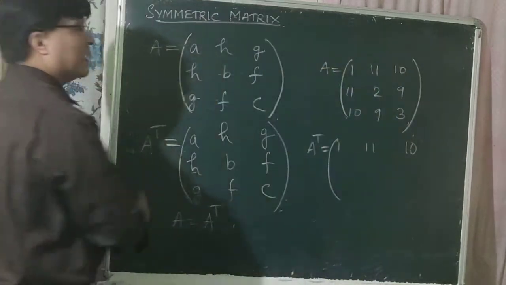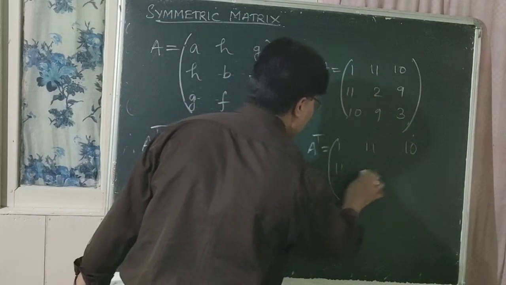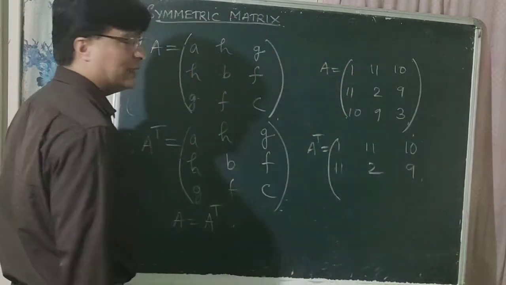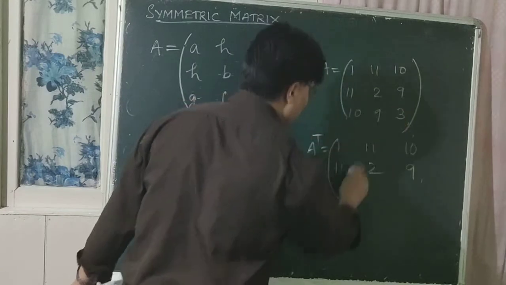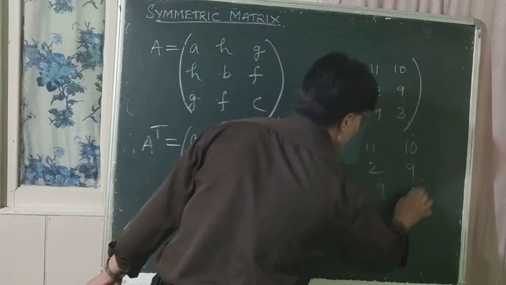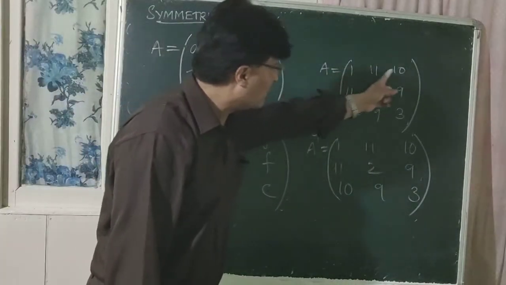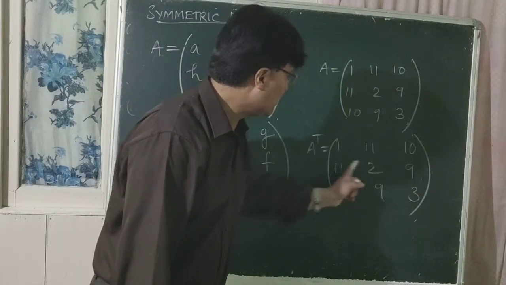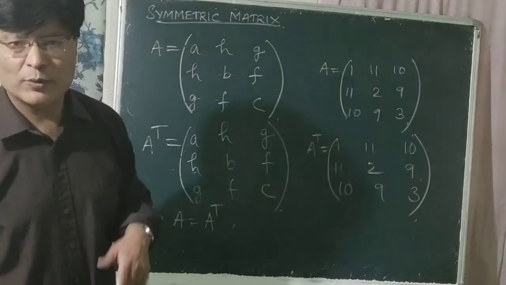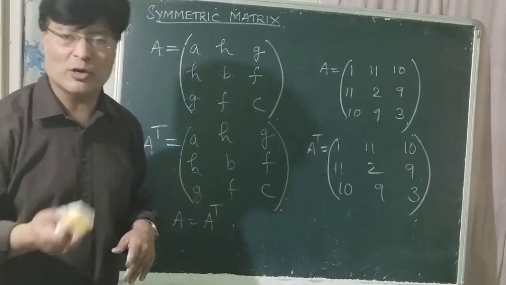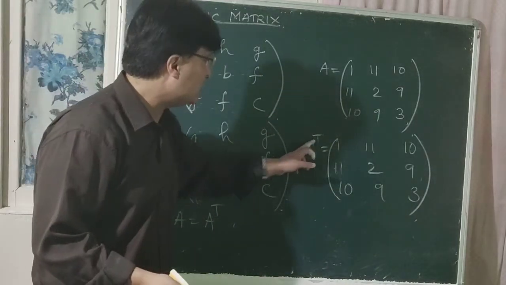Let us make this second column as the second row in this case. 11, 2, 9. And let us make this third column here as the third row. That is 10, 9, 3. But check these two matrices. 1, 11, 10, 1, 11, 10. 11, 2, 9, 11, 2, 9. 10, 9, 3, 10, 9, 3. But we have transposed it. We have changed rows into columns and columns into rows. But we are getting the same matrix out here. That is A transpose is equal to A.